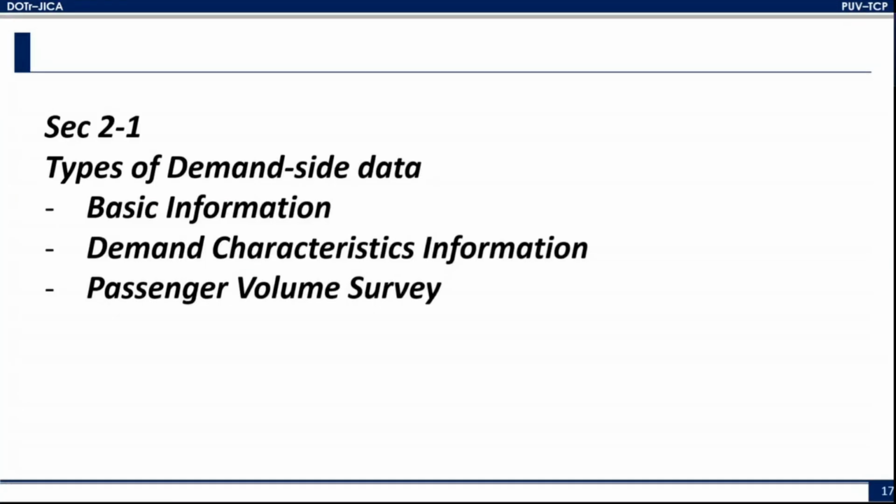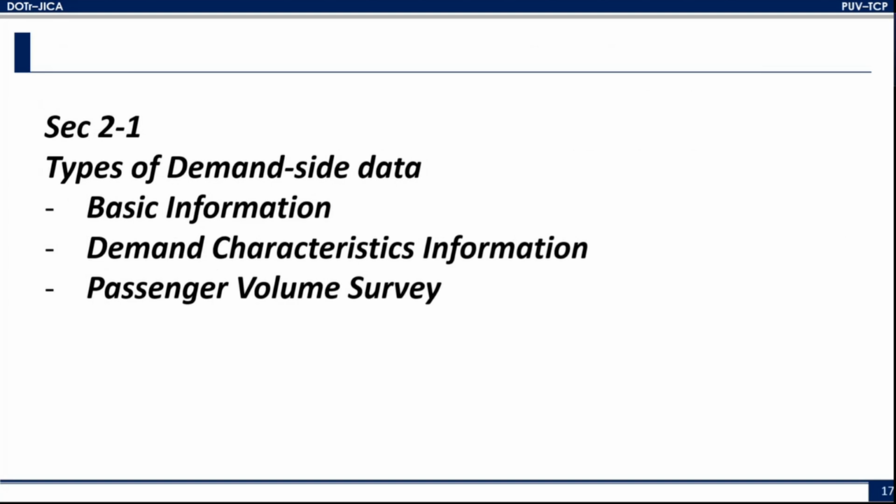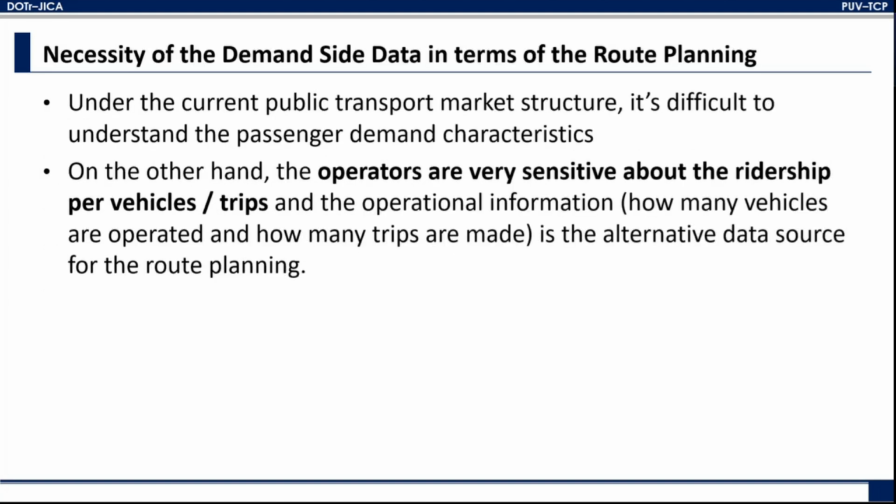Okay. Then the types of the demand side data. Before introducing more specific items, some of the basic information also needs to be introduced. First of all, the prerequisite shall be shared with you, and the necessity of demand side data in terms of route planning. Demand side information, how passenger demand can be expected from that area to that area, is much more important for public transport route planning.